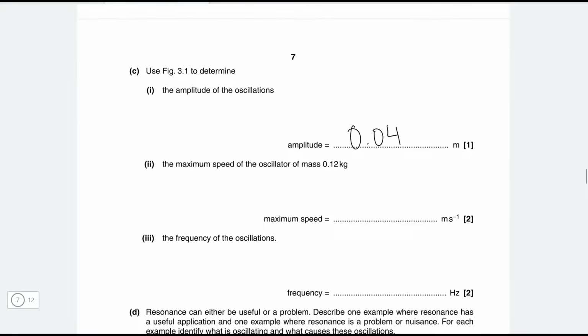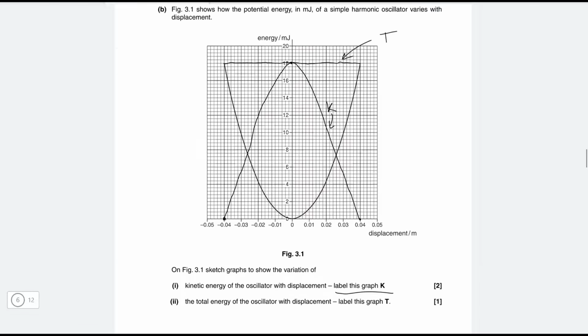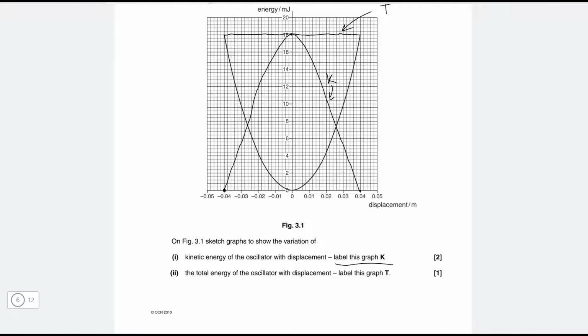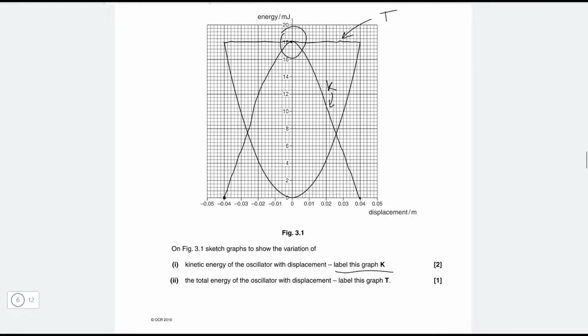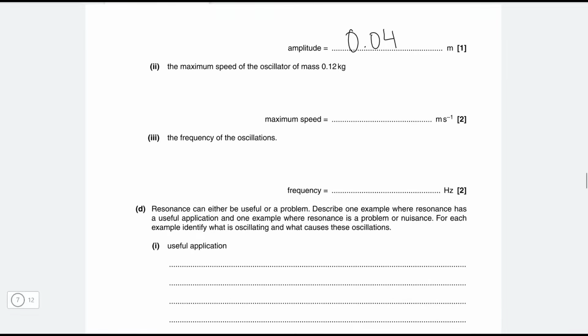Okay, next one, we're looking for the maximum speed of the oscillator of mass 0.12 kg. Now, because they've given us the mass, we could really easily just use the kinetic energy, because we know that the maximum kinetic energy is to be found here. So that's 18 millijoules. So I can just say that K max is 18 times 10 to the power minus 3 joules, so I can just set that equal to a half mv squared, and this is exactly what we're going to do.